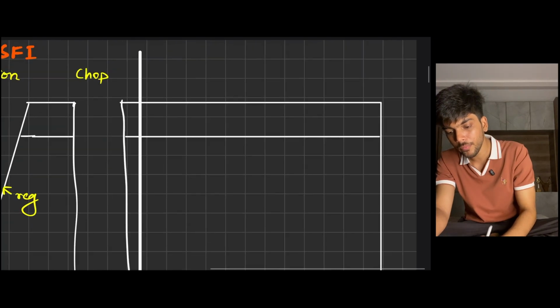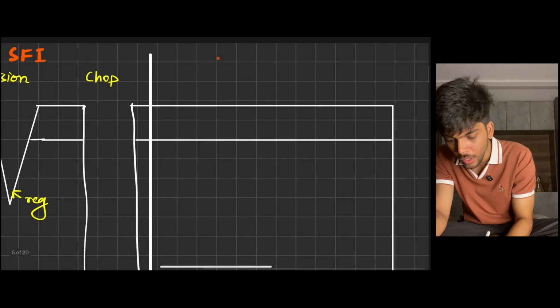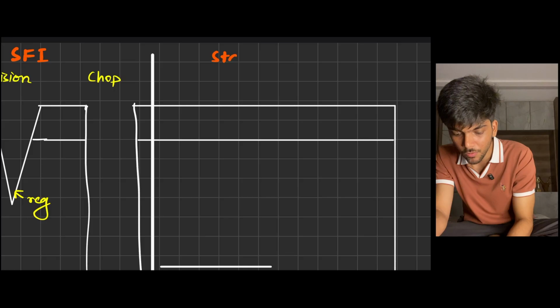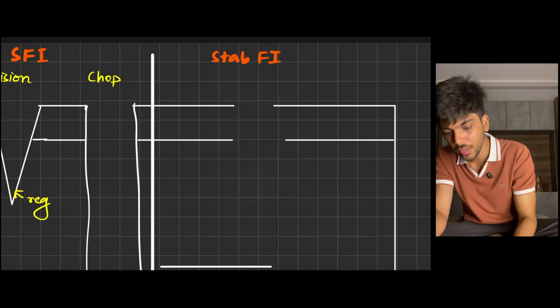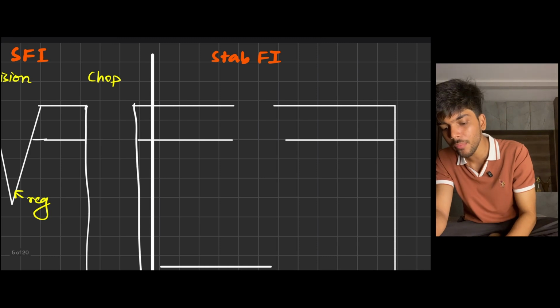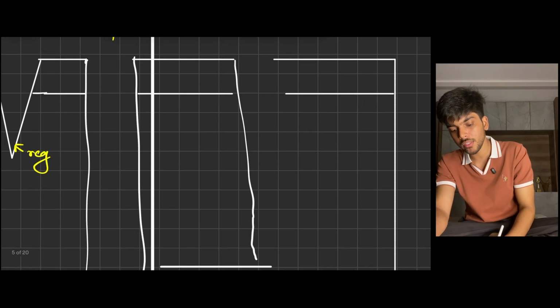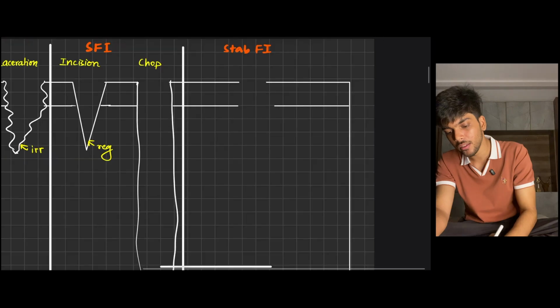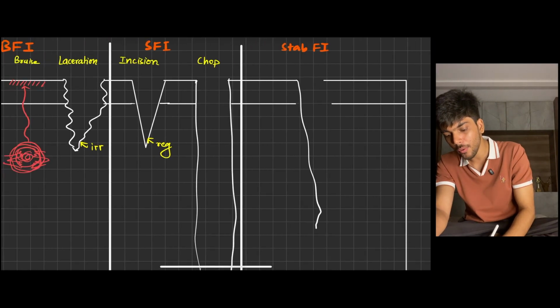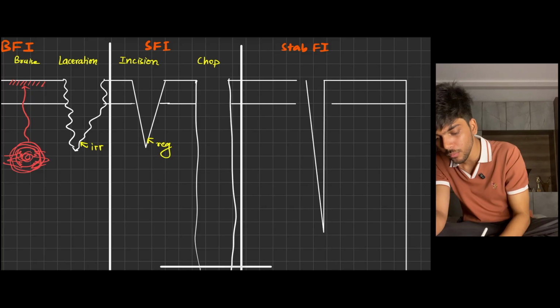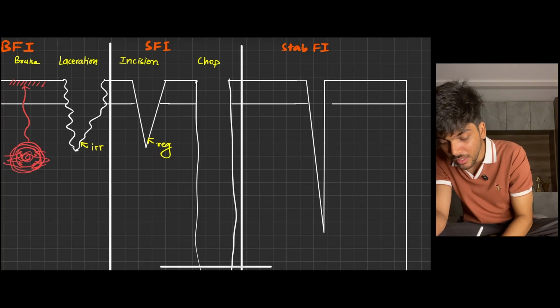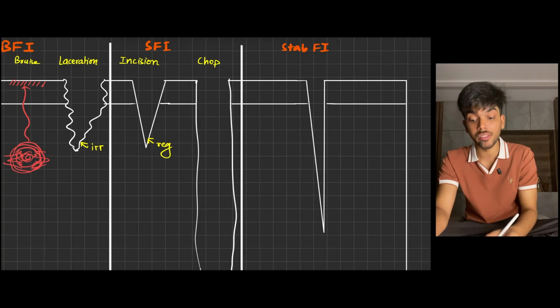And finally, you have stab force injury. What do you get in stab force injury? You get a stab. Now the question is, how do you differentiate a stab from an incision? Both of them have regular margin. The difference is in the dimension.